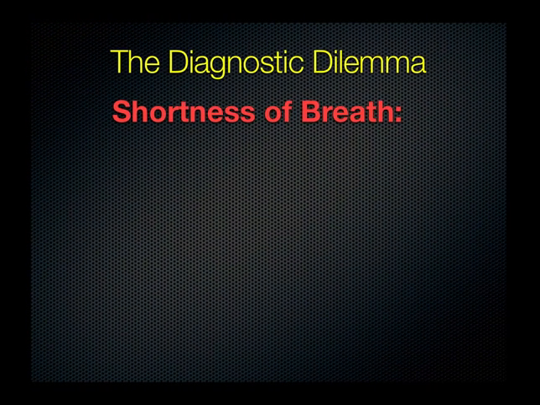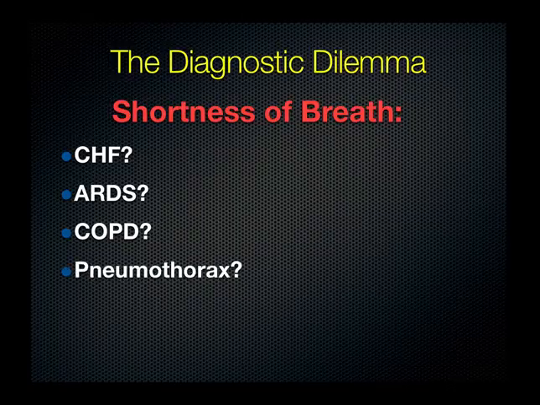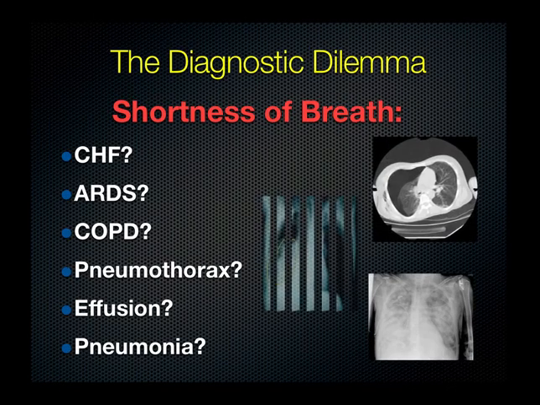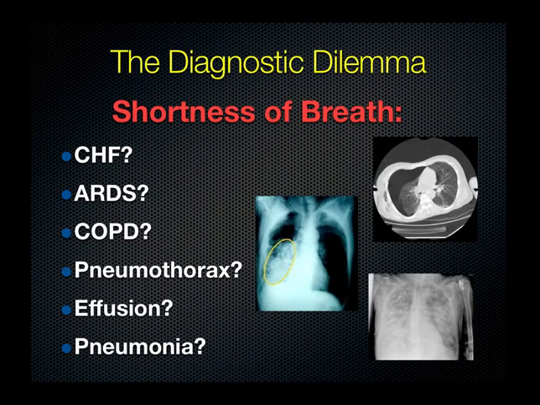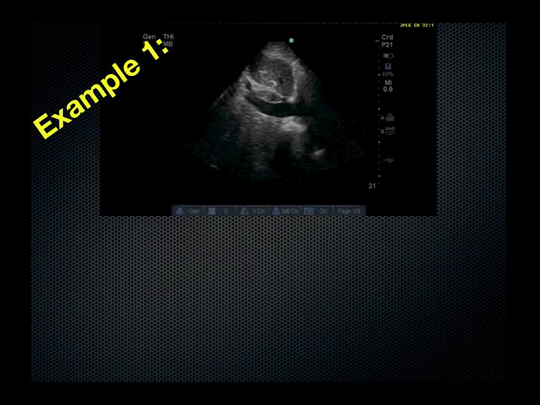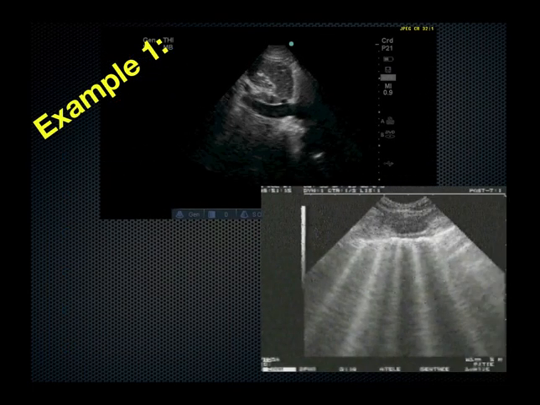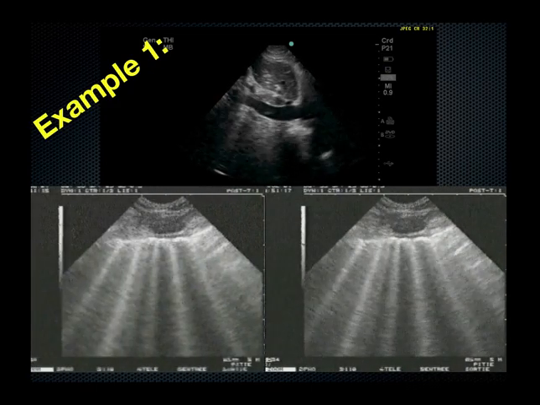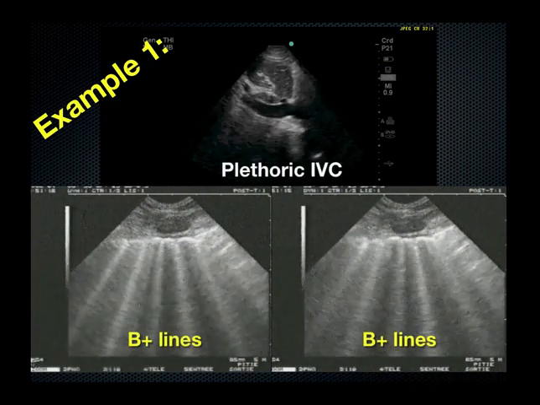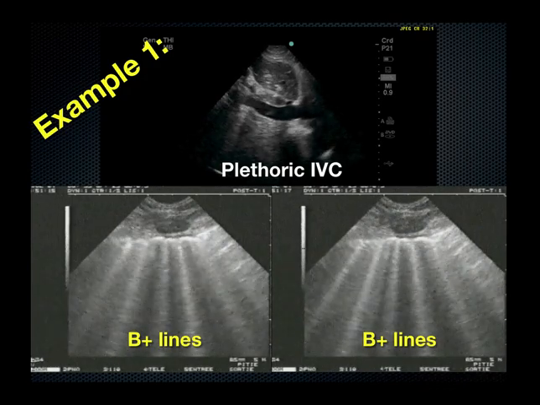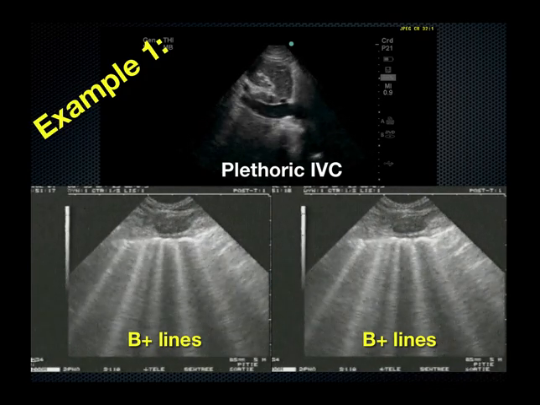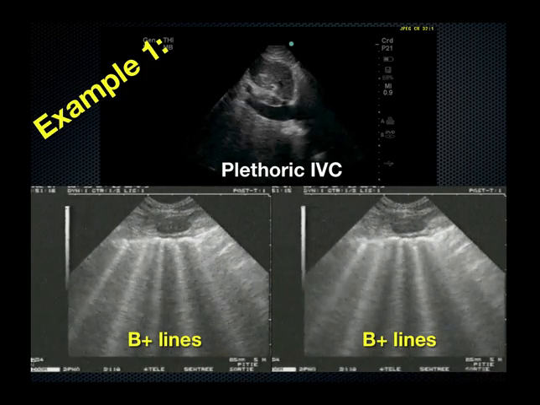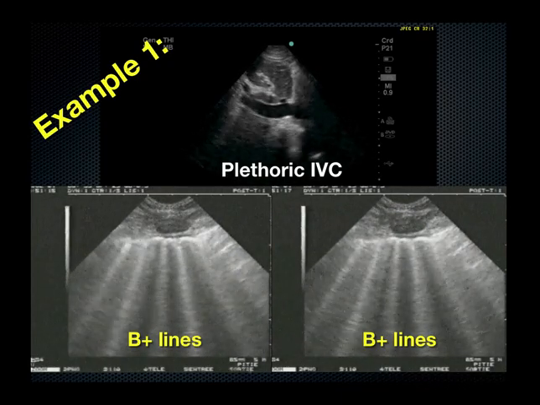So here we go with the diagnostic dilemma. Shortness of breath. Do we have CHF, ARDS, COPD, any number of things? What's going on with this patient? In order to get a jump start on the appropriate therapy, use your ultrasound. Example number 1, patient is acutely short of breath, and this is what you find. We have an IVC that's plethoric, not with any respiratory variation that's significant, bilateral B lines.